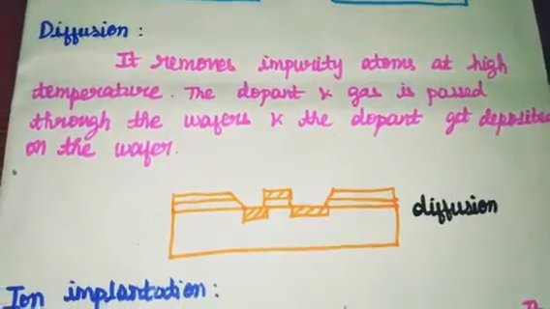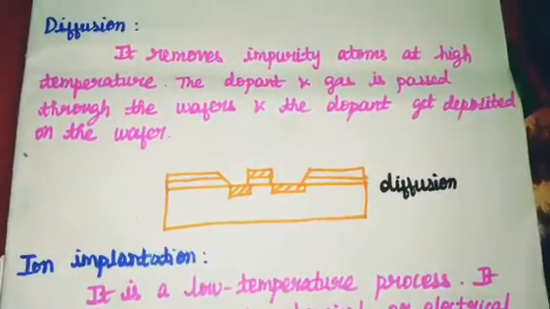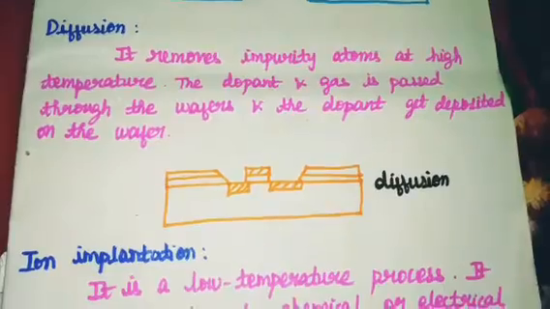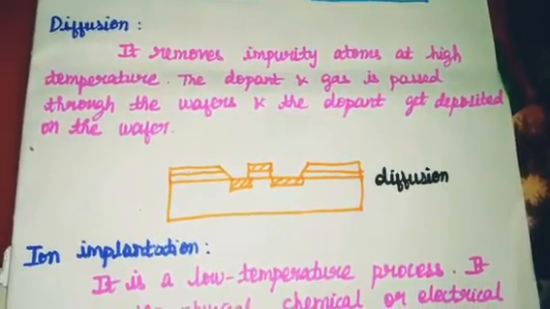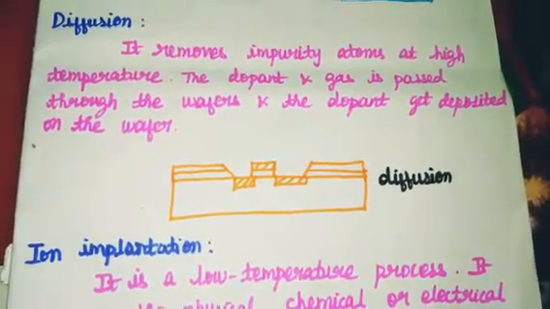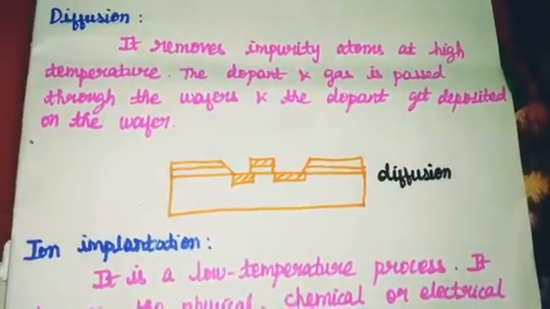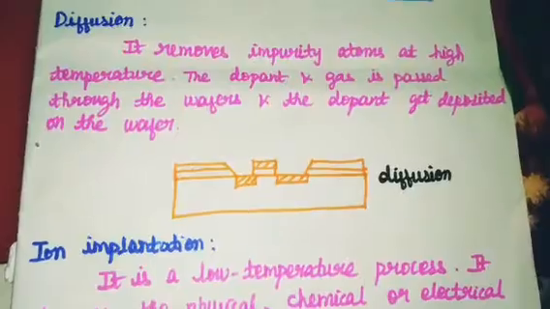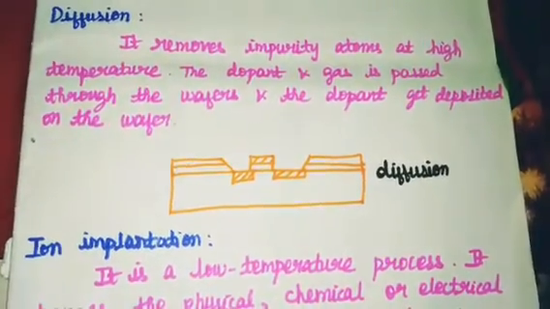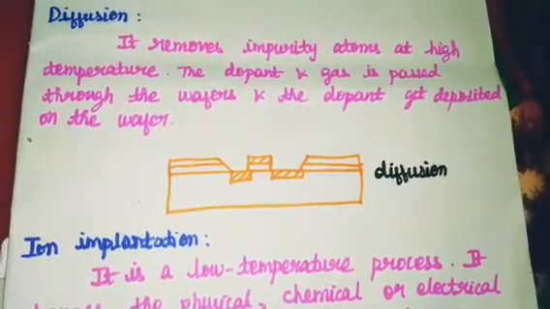Next one is diffusion. It is a high temperature process. It removes impurity atoms. The wafers are heated at a temperature of about 1500 to 2200 degrees centigrade. The inert gas carries the dopant chemical. The dopant and the gas are passed through the wafers and the dopant gets deposited on the wafer.